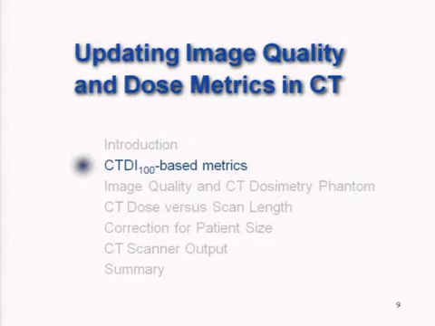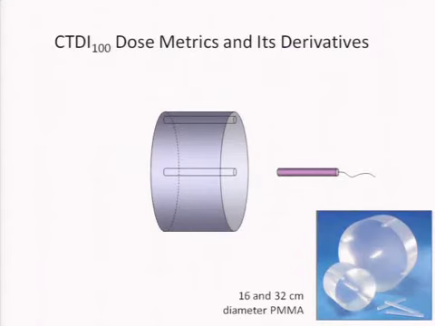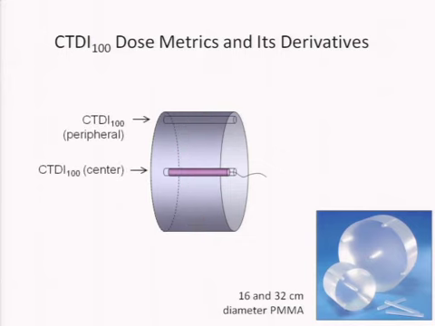So before we get started with the new advances, I thought it would be only correct to spend a couple of slides talking about where we are right now, and this is essentially codified by the IEC, FDA, and other probably state laws as well. And so CTDI 100 dose metrics and its various derivatives. Most of you are clinical medical physicists, as am I, a part of the time, and so we all do this. We take these 32 and 16 centimeter PMMA, polymethyl methacrylate phantoms, and we insert a 100 millimeter probe and make an exposure both at the periphery and at the center.